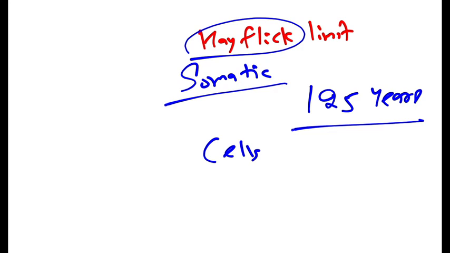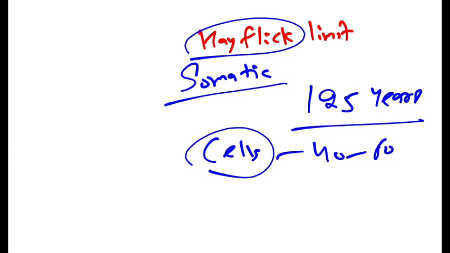There is a limit, you know. So they can divide, let's say, 40 to 60 times. That is what he said. But after that, they cannot divide. So that is why people start aging. Cell division in the non-reproductive cell stops after 40 to 60 times, and that is why people start aging.